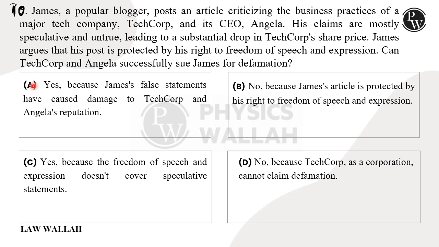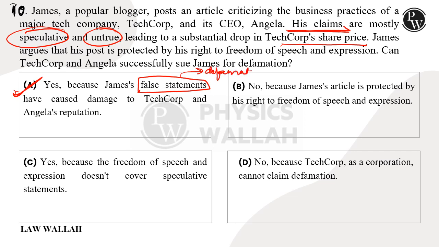Let's see the options. Option A says yes, because James' false statements have caused damage to TechCorp's and Angela's reputation. Angela and TechCorp can sue James, because in the passage it has already been given that all the claims James made were speculative and untrue, because of which TechCorp's share price fell and Angela's reputation was harmed. So this means the statements were false, which is the primary essential for a defamation suit, and hence Angela and TechCorp can file a defamation suit against James.